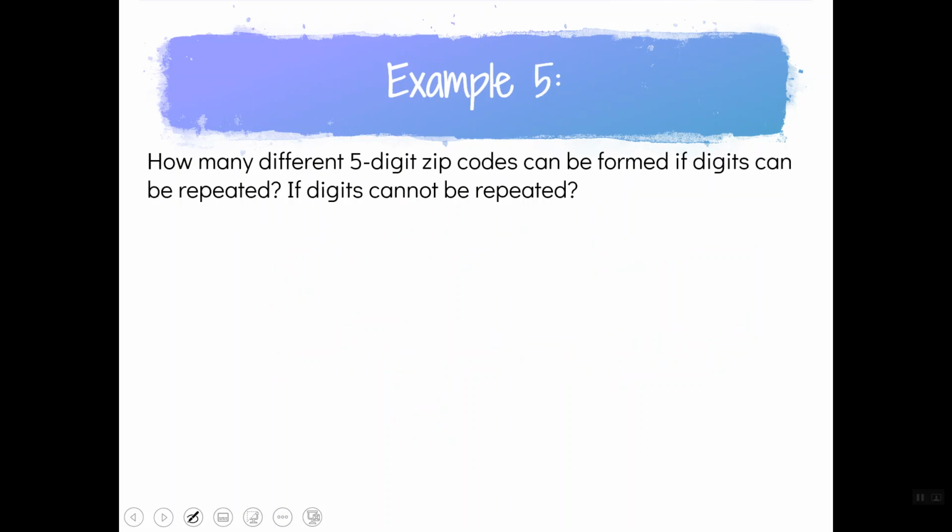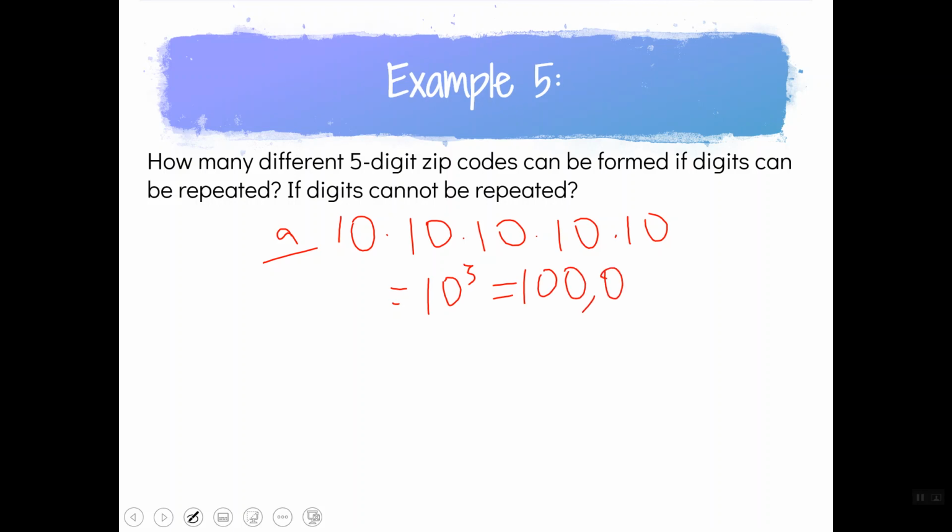Example 5. How many different 5-digit zip codes can be formed if digits can be repeated or if digits cannot be repeated? So if they can be repeated, we have 10 digits, 10 digits, 10 digits, 10 digits, and 10 digits. 10 to the 5th power. For part B, though, if they can't be repeated, we have 10, 9, 8, 7, 6. That is really just a long way of saying 10p5. 10 digits to pick from. I'm picking 5 of them. Order matters.